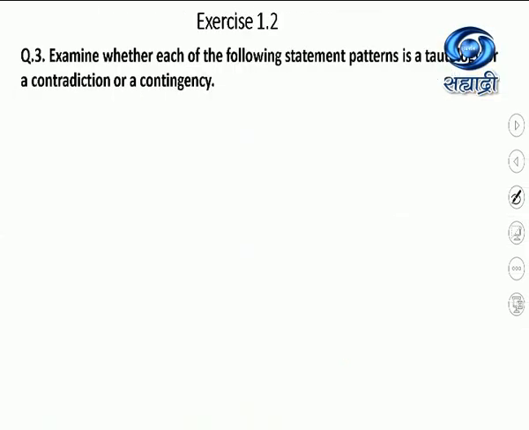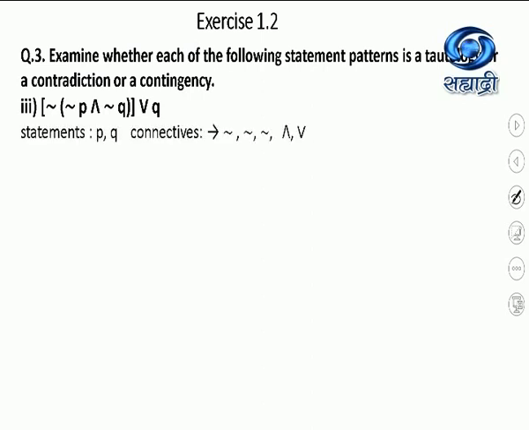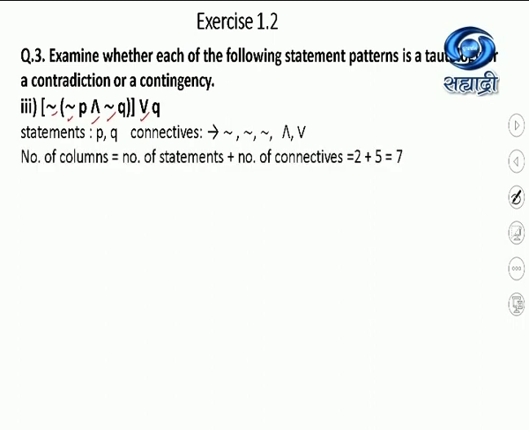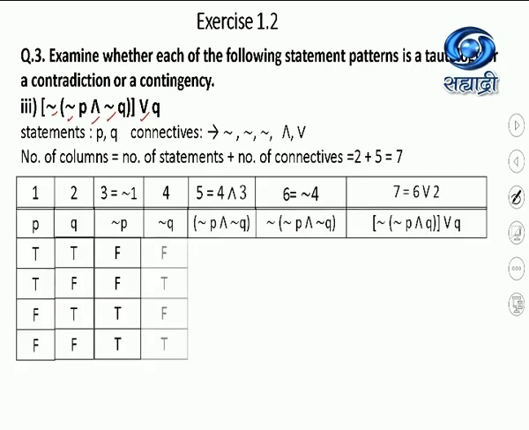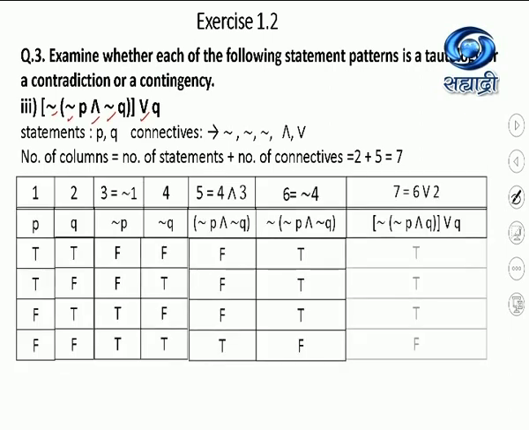Please note. One more example. This is the statement pattern. You can see there are 2 statements P, Q, connectives, negation, negation, and negation. I told you repeated statements are to be taken only once, but connectives, even if repeated, you have to count all the connectives. So you have 7 columns in the table. What I will do is just complete the construction of the table, and then we will discuss.